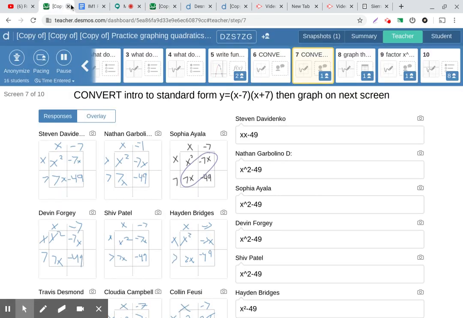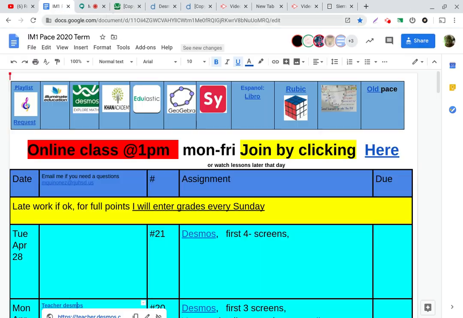Copy. Oh, maybe it's this one. No, it's IM. See, I do something similar for my IM2 class.